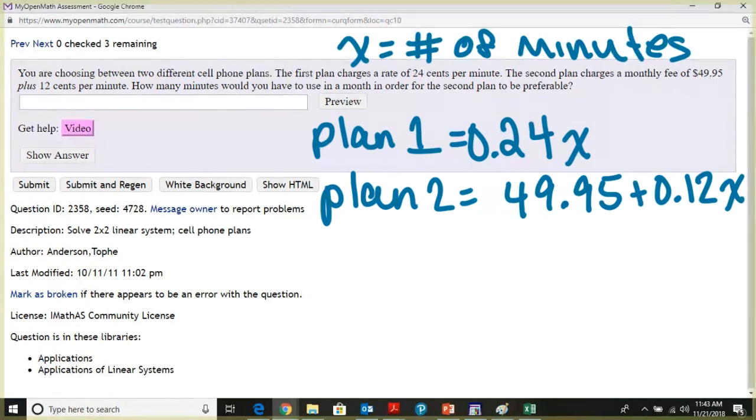So how many minutes would you have to use in order for the second plan to be better? So see, if they just said, yeah, you only have to pay 12 cents per minute, you might be like, well, that's half the other one. But then you have to pay that $50 fee. So depending on how many minutes you use per month, you can decide which one you want to do. So where are they actually equal to each other is what you want to know, because anything over that, you'll prefer one to the other. Anything less than that, you'll prefer the other. So we want to figure out when are these two plans equal.